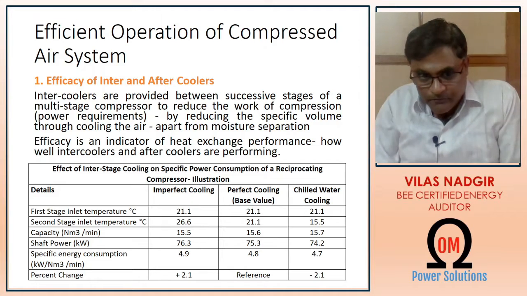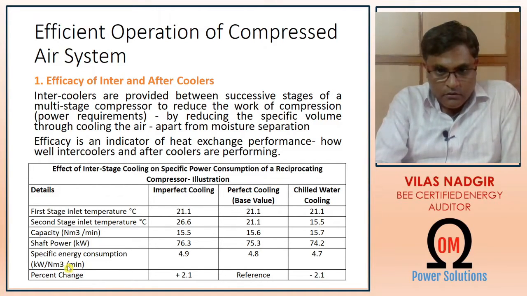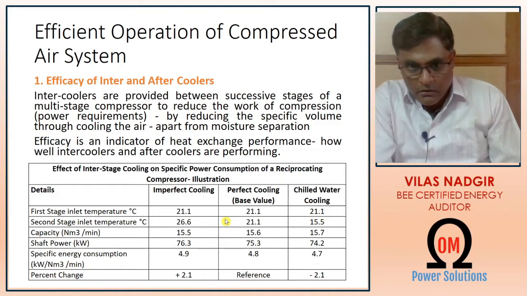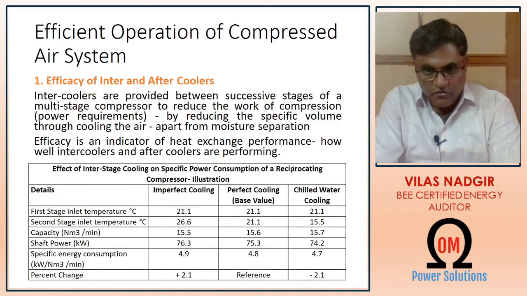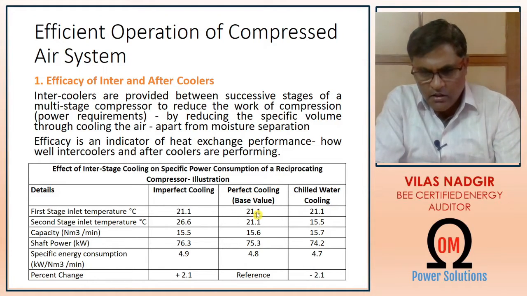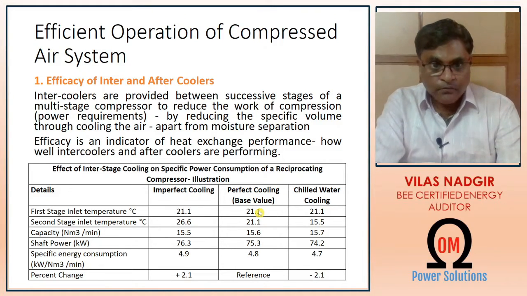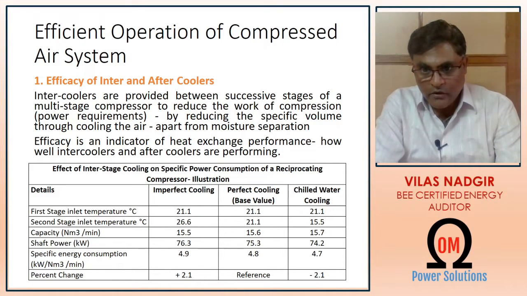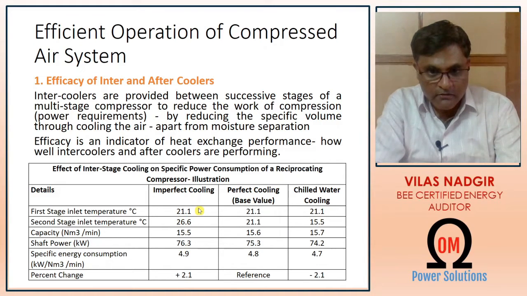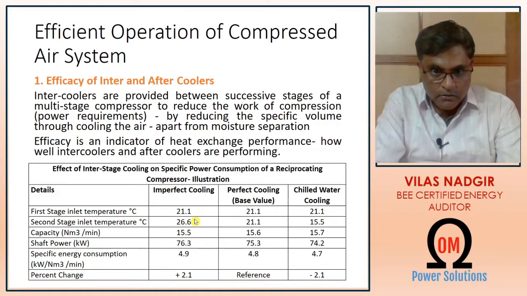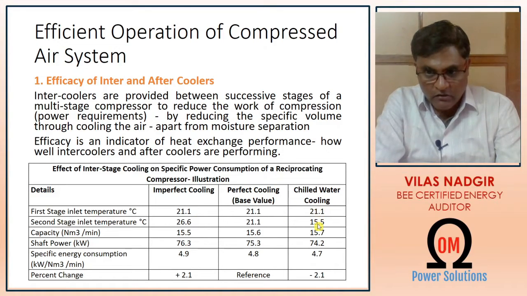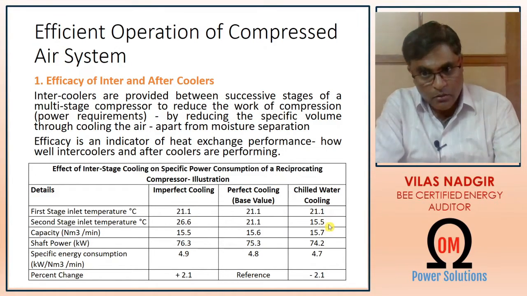For illustration, I have shown here the reciprocating compressor. This is the perfect cooling taken as a base value. Perfect cooling means inlet and outlet both should be equal. So here you can see that both inlet and outlet are equal. Here inlet is 21 and outlet is 26, means outlet is higher. Here inlet is 21 and outlet is lower than the inlet.